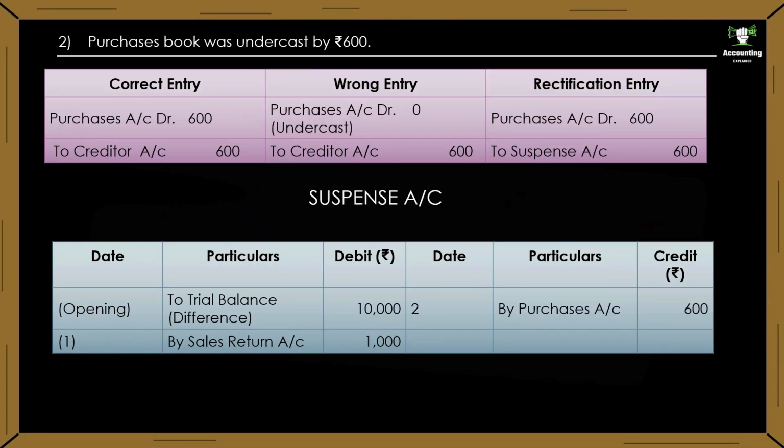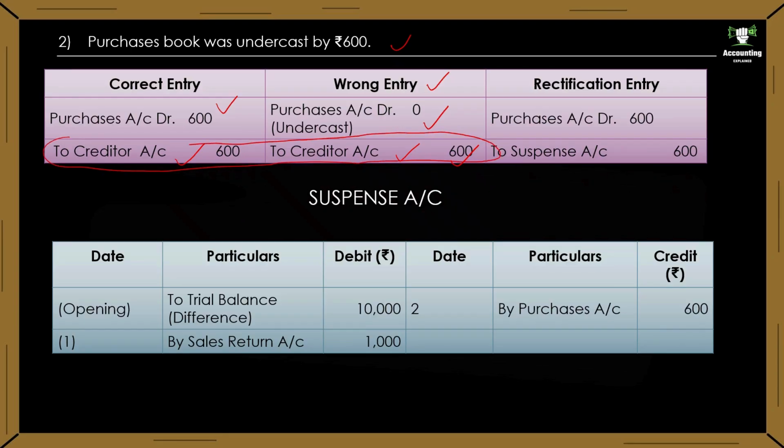Second transaction: purchase book was undercast by rupees 600. The correct entry is: purchase is an expense, so it has to be debited. Purchase account debit 600 to creditor account 600. Undercast means they have not taken it, so in the wrong entry we have written purchase account debit 0 to creditor account, correctly taken 600 rupees. So now if you see creditor account, we have taken correctly on the credit side rupees 600.